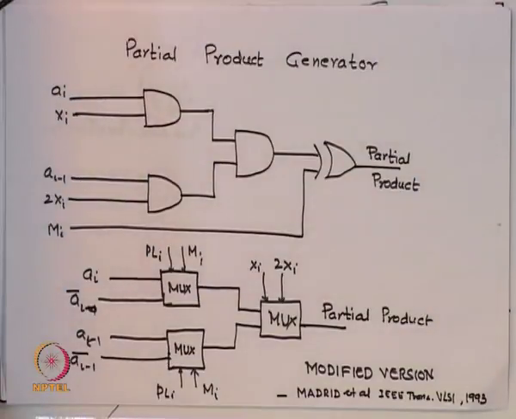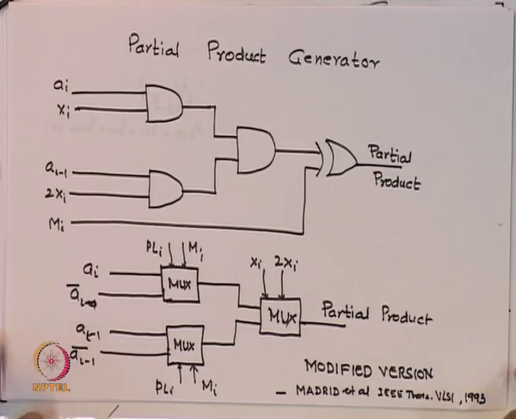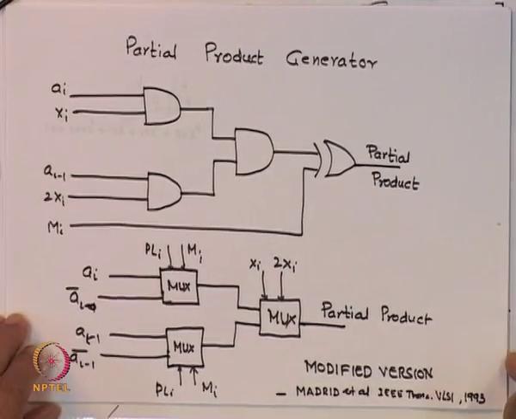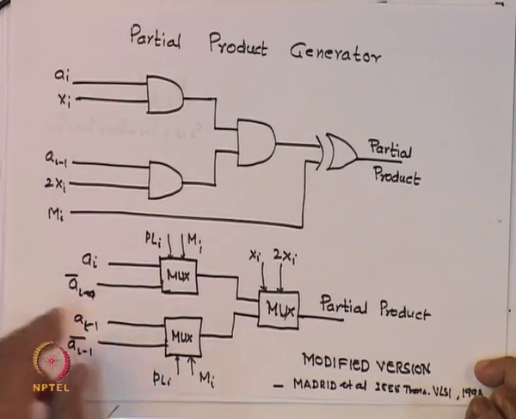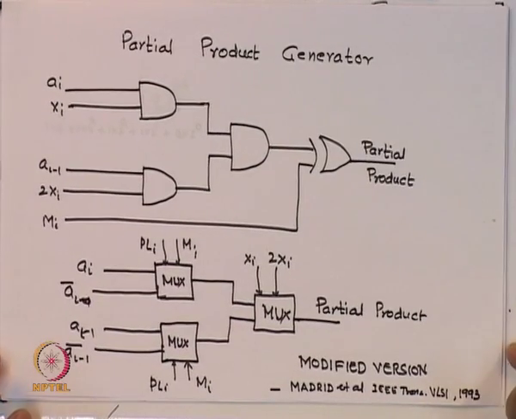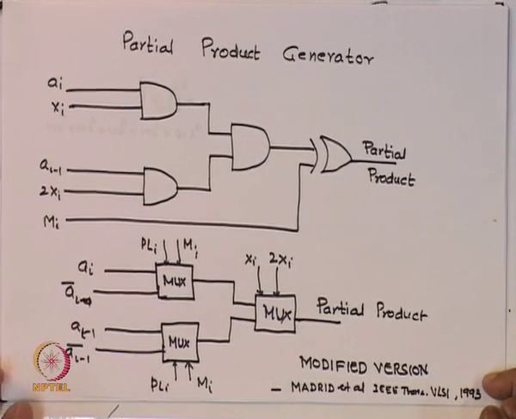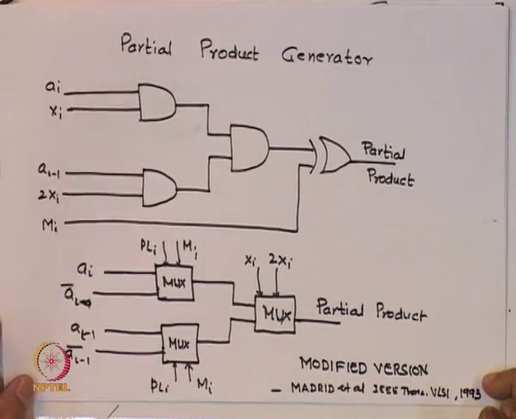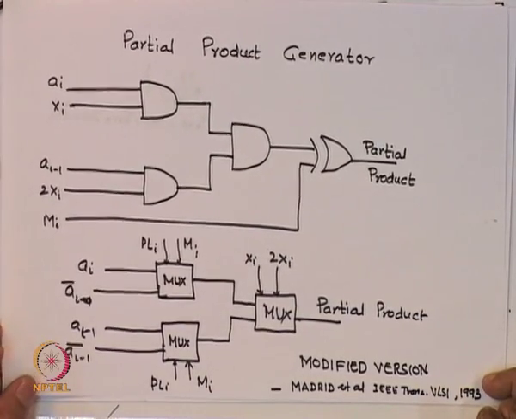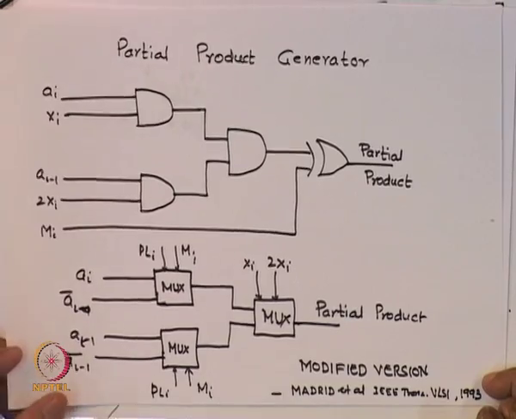The other circuit you need is the partial product generator. You need 3 AND gates and an XOR gate to produce the partial product, and a modified version which does not use AND gates but only 3 MUXes. These circuits are taken from Madrid's paper in IEEE Transactions on VLSI, 1993. So, you can see you require only a few MUXes for encoding and passing the partial products, and for shift operation, because every time you are shifting you need shift registers, and they should be able to shift the data left and right.